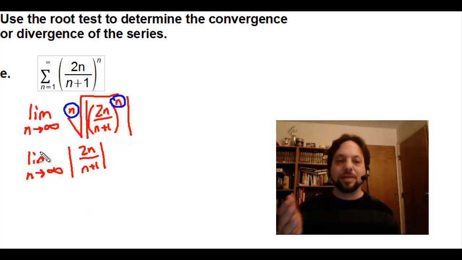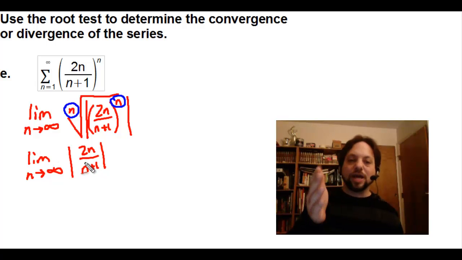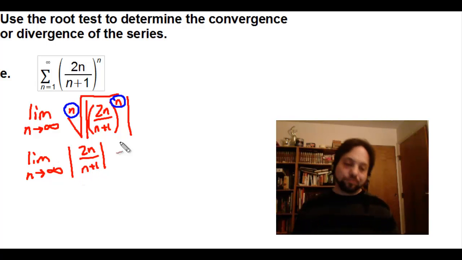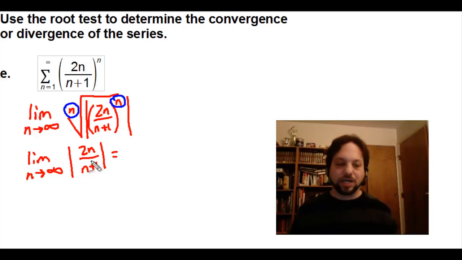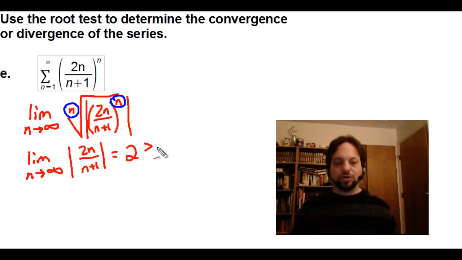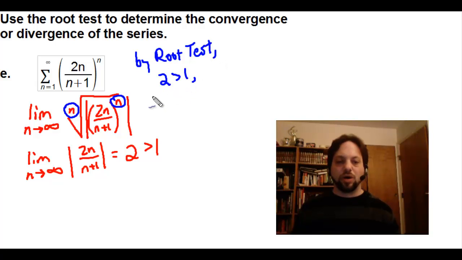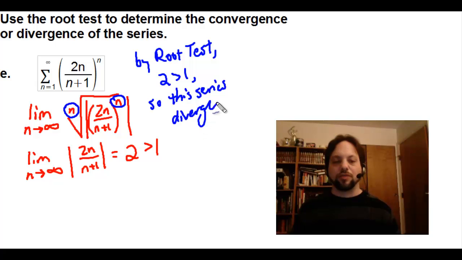But if we look at that, the limit as n approaches infinity of 2n over n plus 1, what does that equal? Well, you can take the leading coefficients, if you like, or you can do L'Hopital since it goes to infinity over infinity. However you want to go about it, it will equal 2. 2 clearly is greater than 1, and so what we can say is that by the root test, what we end up with is 2, which is greater than 1. So this series clearly diverges.